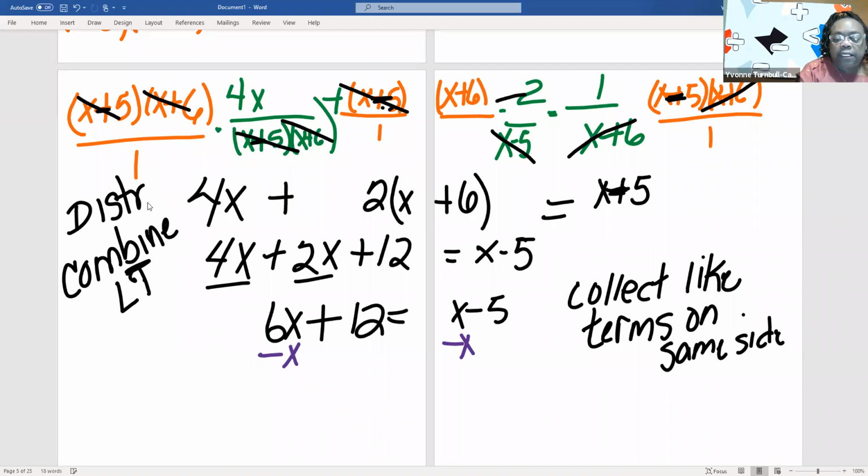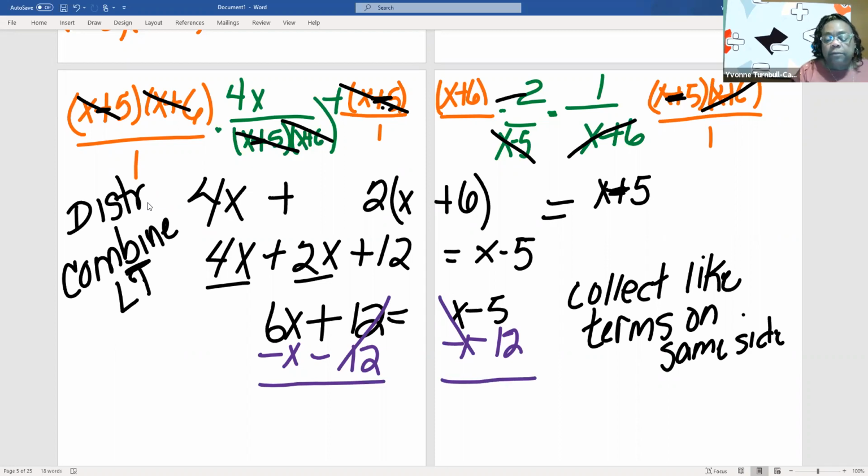That means I lost something on that side, so I need to move my 12 over here, and I lost something on that side. I love the way I do this because it shows that my equation remains balanced because both sides lost something. That's why I try to show students this approach: you can visually see that both sides lost something, so the equation remains balanced. 6 minus 1 is 5x. And of course, adding like signs is going to give you a negative 17.